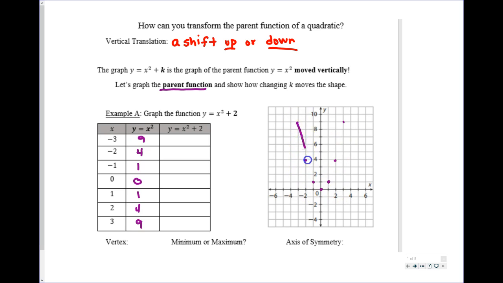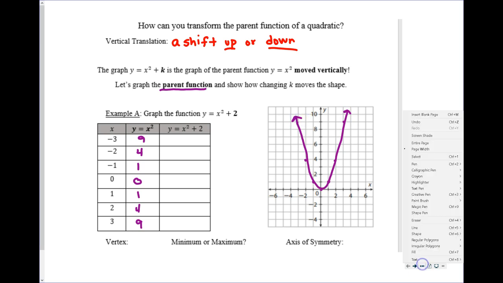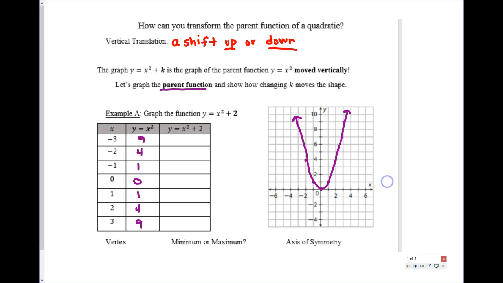Okay, now I'm going to go ahead and connect these. There's my parent function right there in purple. All right, that's my basic y equals x squared. Now I'm going to go ahead and graph this, y equals x squared plus 2.